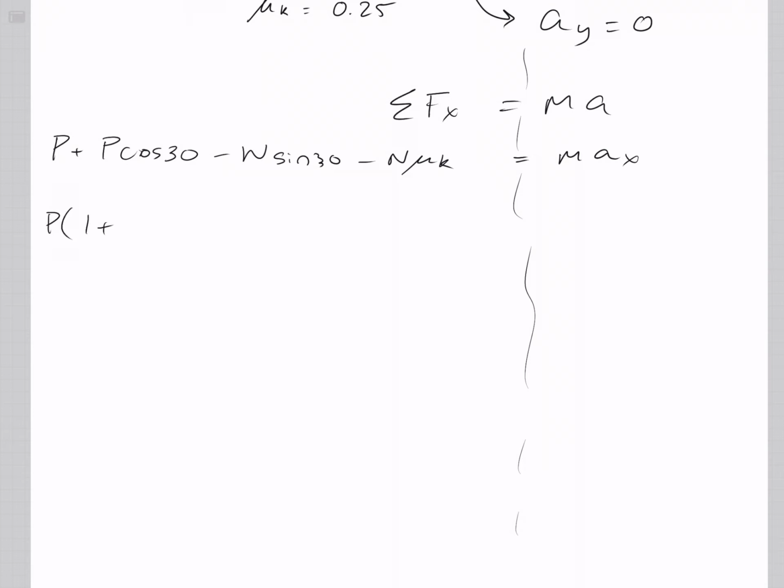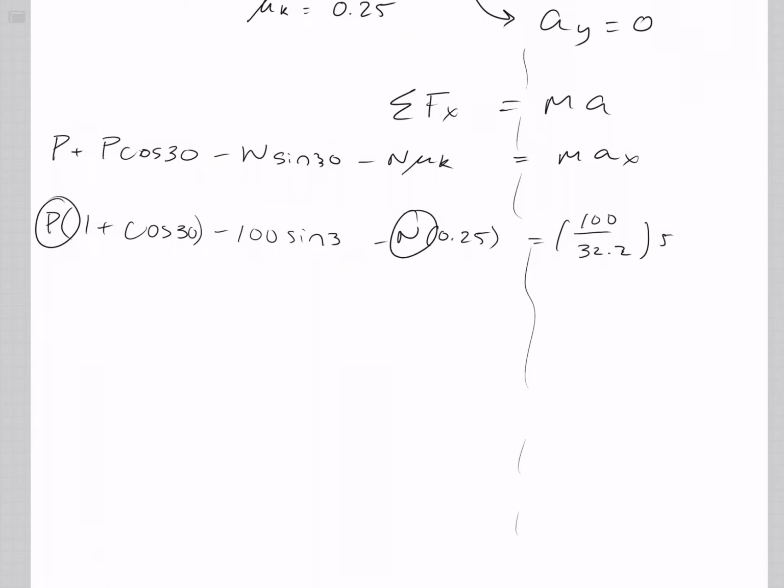And we'll plug in the values and simplify. So P, which is our unknown, is 1 plus cosine of 30 minus 100, which is the weight that we are given, sine of 30, minus normal force, which is also unknown, times 0.25, and that equals the mass, which is from weight, which is 32.2, times the 5 feet per second. Now, we have two unknowns in this equation, the normal force and the pull force, and that immediately tells us that we need another equation.